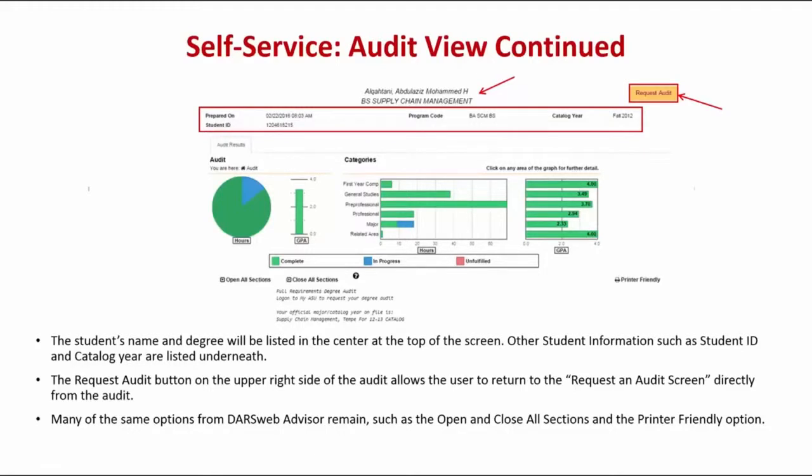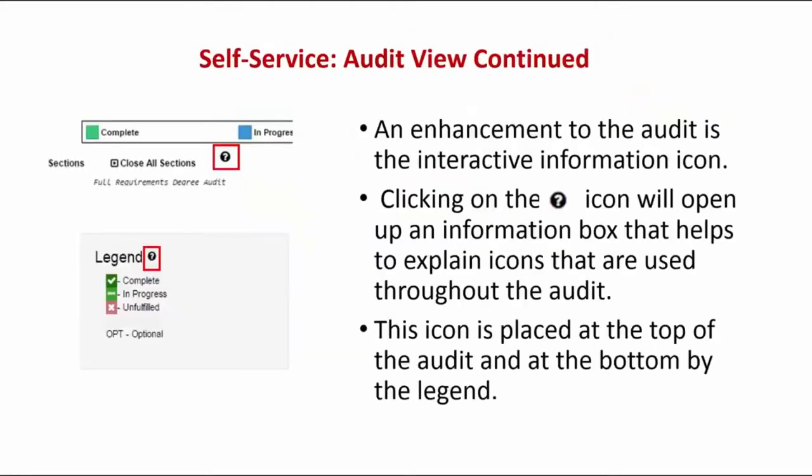These options are open in the same tab and replace the current screen. An enhancement to the audits is the interactive information icon. Clicking on the question icon will open up the legend box that helps to explain the icons that are used throughout the audit. You can find this icon at the top of the audit and at the bottom of the legend. A red box with an X icon designates a requirement or sub-requirement that has not been completed. A green box with a checkmark icon designates a requirement or sub-requirement that has been completed.